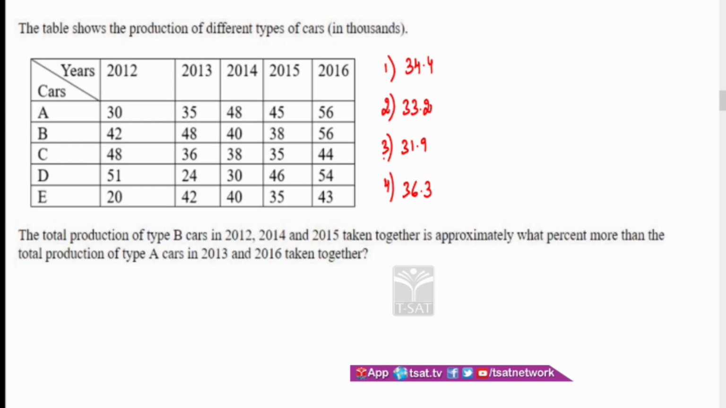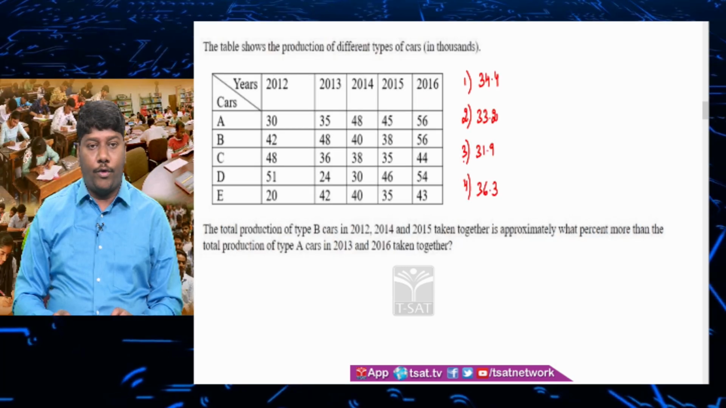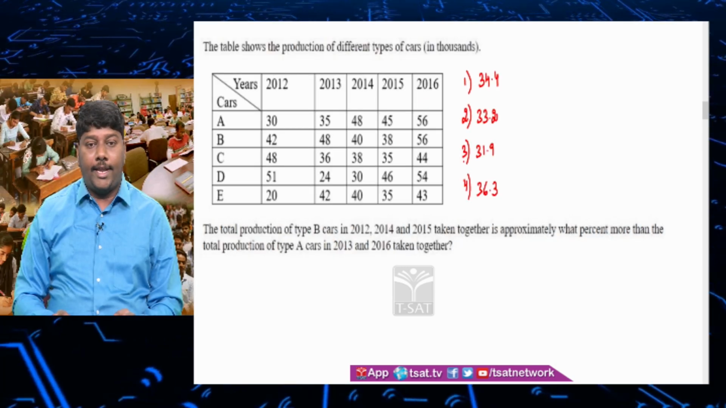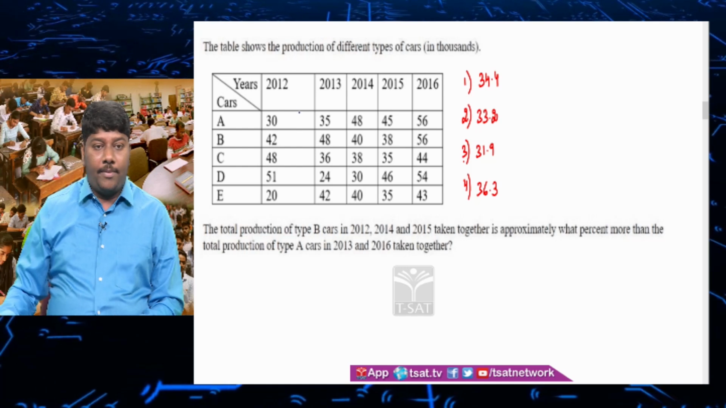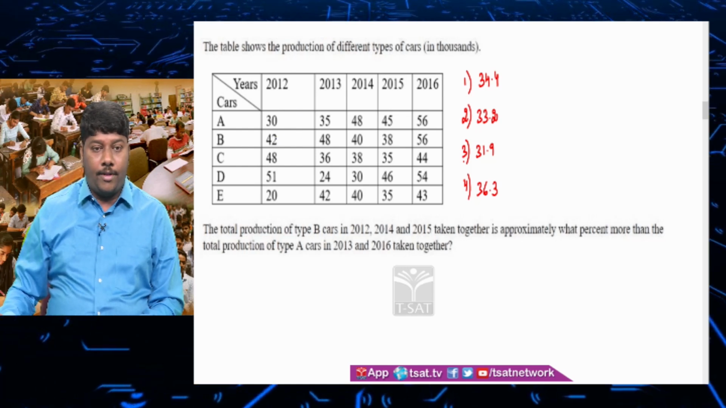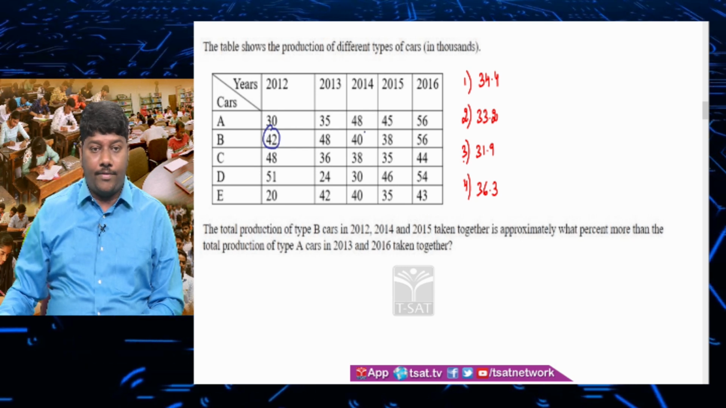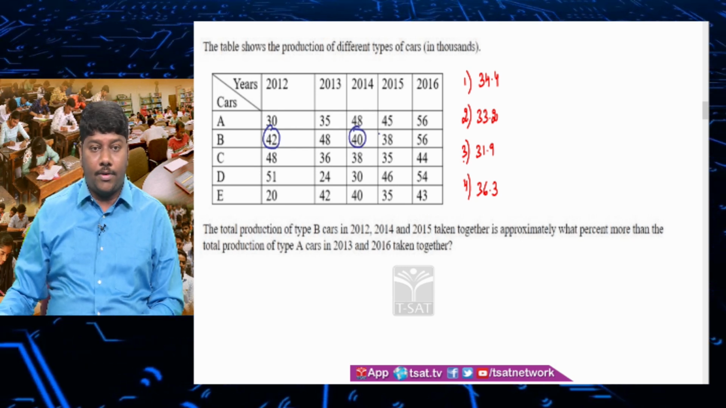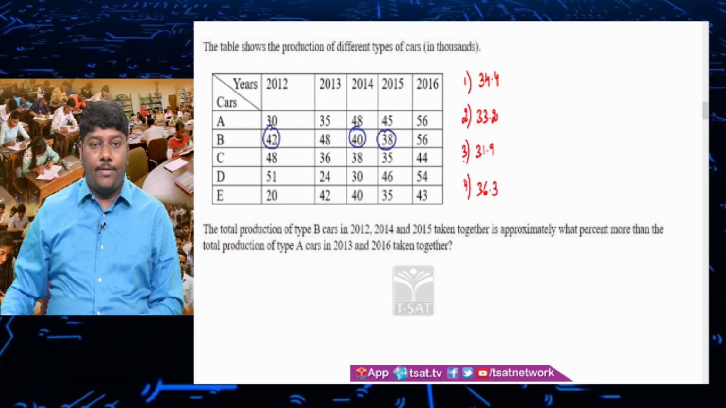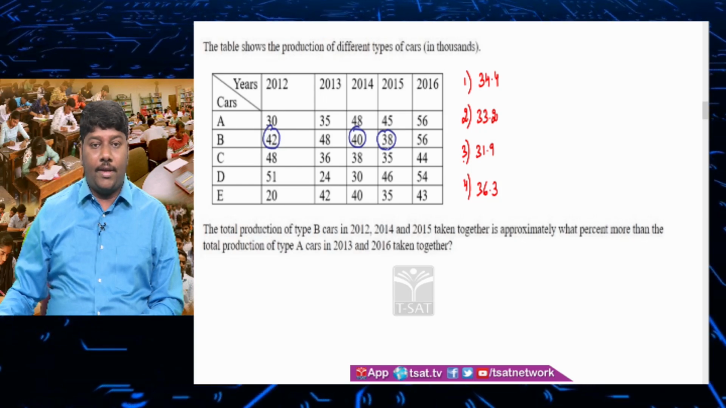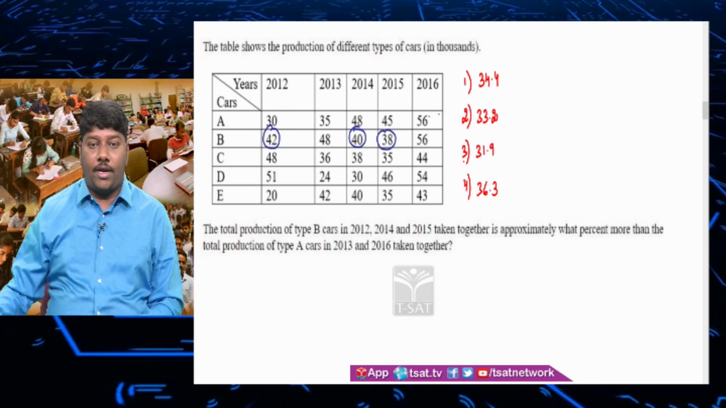Look at the next one. The total production of type B cards in 2012, 2014 and 2015 taken together. Type B in 2012, you have to be very careful when you are taking the data. 2012 and then after 2014, then after 2015. So here clearly 42 plus 38, you can say 80 plus 40 is 120.